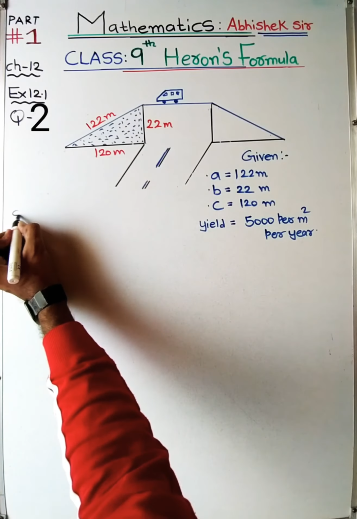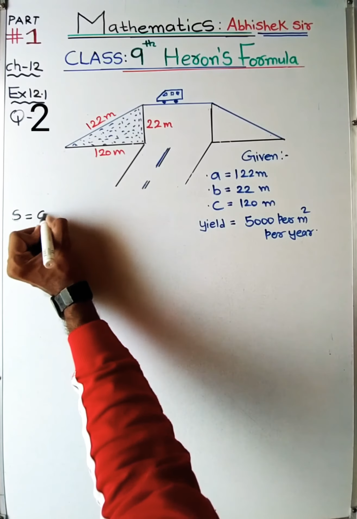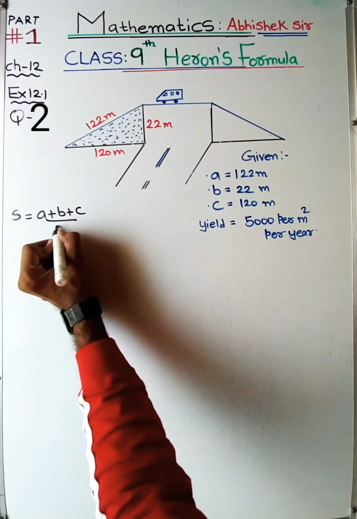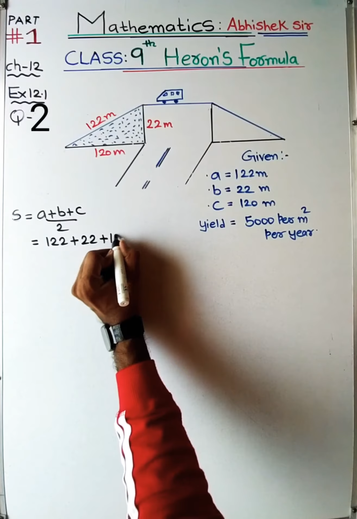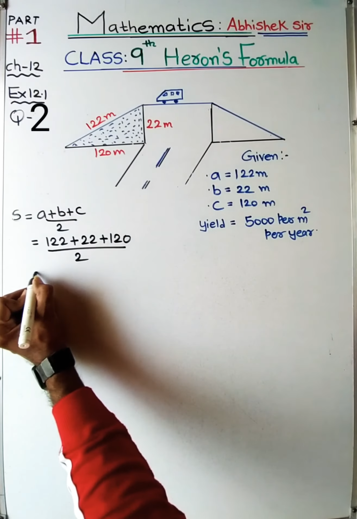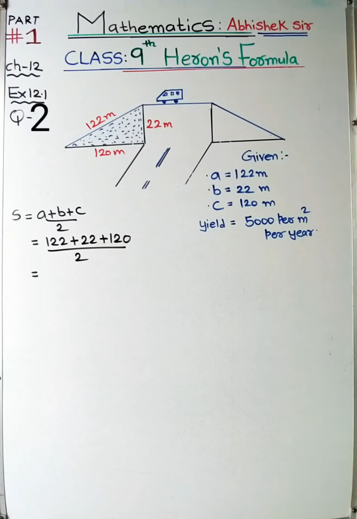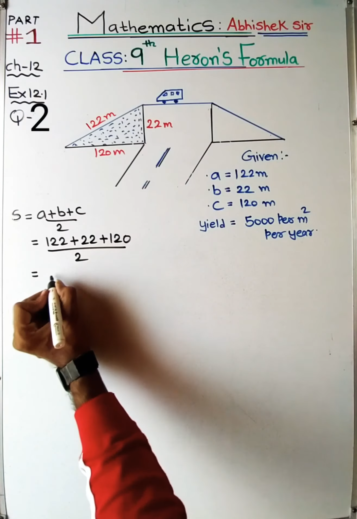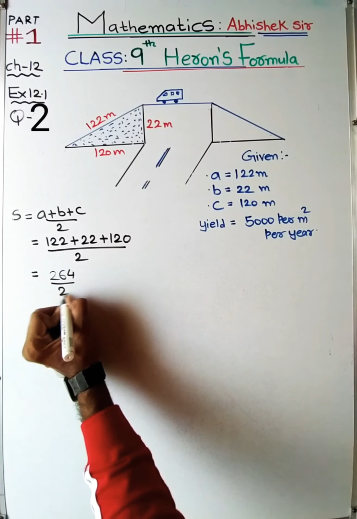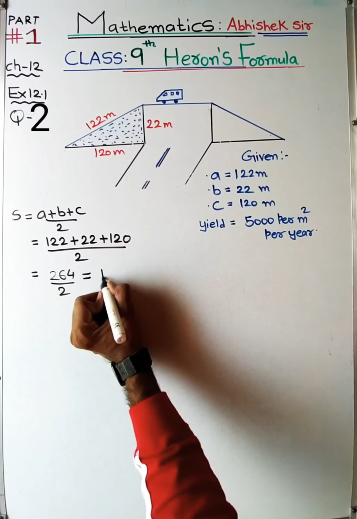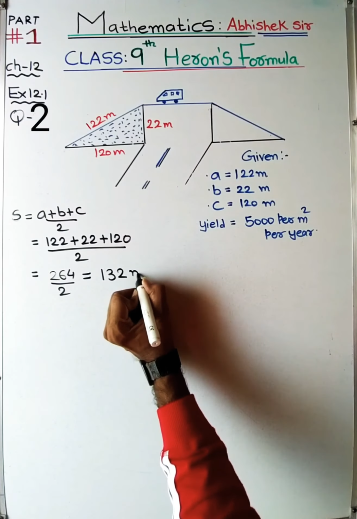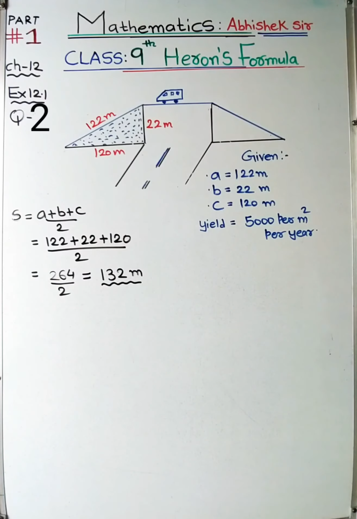Now the first process will be finding out the semi perimeter, that is A plus B plus C by 2, that is 122 plus 22 plus 120 meter upon 2. So what will be the total? The total of 122, 22 and 120 will be 264 upon 2. So what is 264 upon 2? You can do it orally as well. So 2 1s are 2, 2 3s are 6, 2 2s are 4. So S is 132 meter. Now let us go for the next process, that is applying Heron's formula.